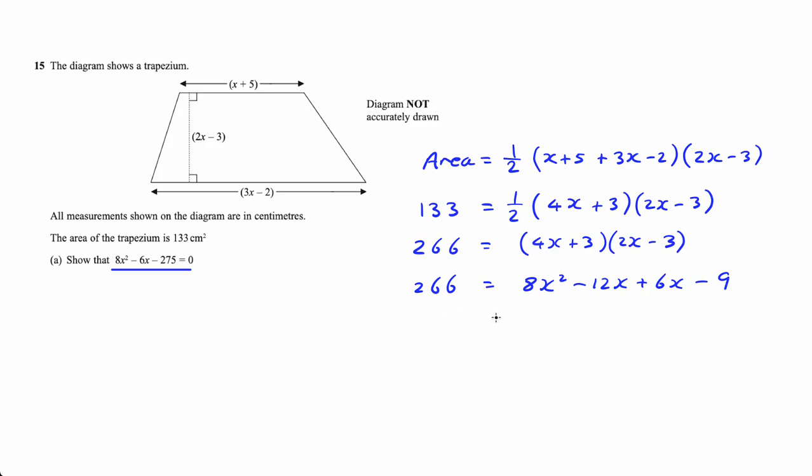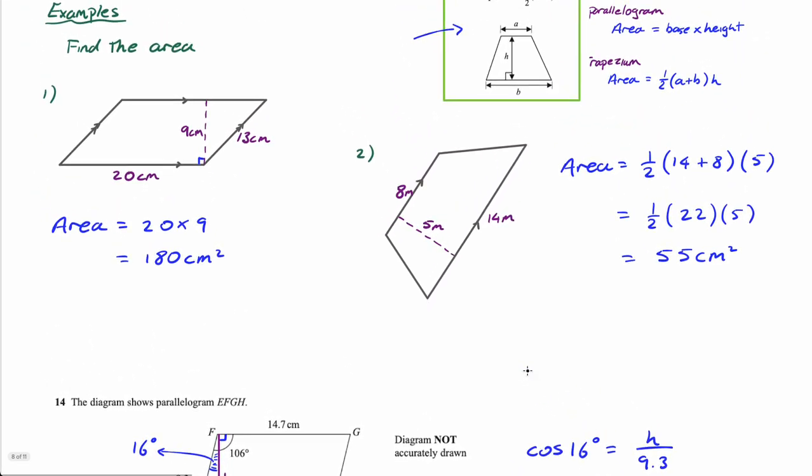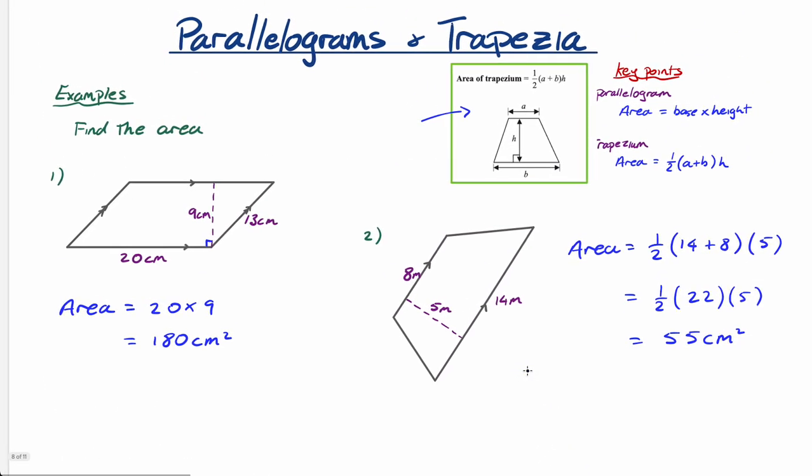Okay, this is equal to 8x squared, minus 12x plus 6x is minus 6x, and minus 9 minus 266, when I subtract it over, is minus 275, which is what I needed to show, guys. As I said, this is the answer. x squared minus 6x minus 275 equals 0. That's what they wanted, so I'm done, and I'll write QED. Okay, that's it, guys. That's the lesson. That's area of a parallelogram and trapezium.